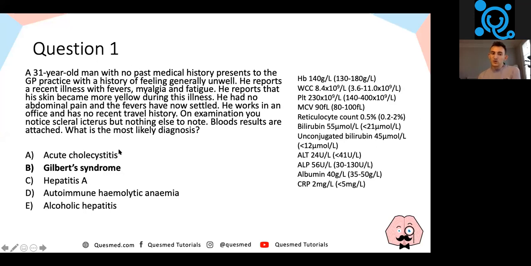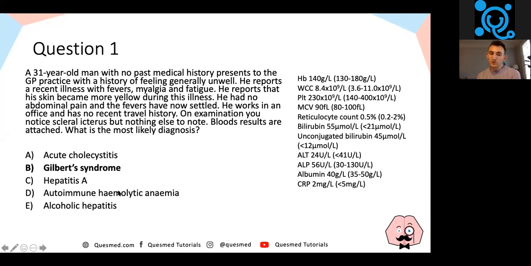The reason it's not acute cholecystitis is because he has no abdominal pain, and his ALT and his ALP are both normal. And it's an unconjugated bilirubin. Whereas with acute cholecystitis, you'd tend to see more of a conjugated bilirubin, and he would have abdominal pain. With hepatitis A, you would tend to see, again, a conjugated bilirubin being raised, and you would see ALT being raised as well with the hepatic injury.